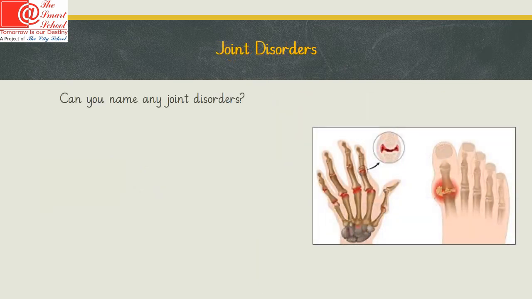Can you name any joint disorders? As you can see from this picture, this is where joints have disorders. Bone fracture and gout are two main disorders of joints.